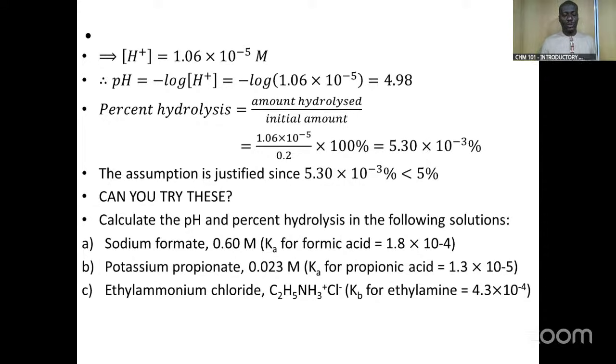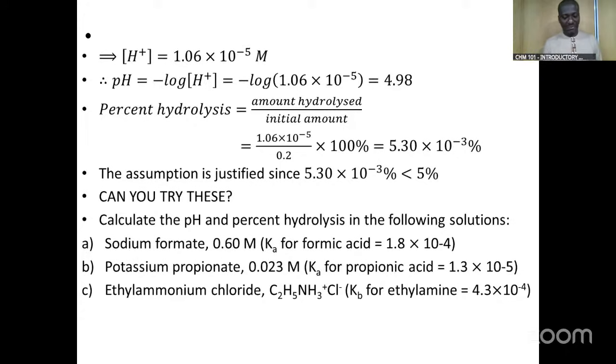Now, to be sure that you can, I have these practice questions here for you. Sodium formate. Sodium formate is formed from the combination of sodium hydroxide and formic acid. Formic acid is what we call methanoic acid, HCOOH. So you have the formate ion. You should be able to answer this just like we did for sodium acetate. The same thing goes for potassium propionate, which is formed from propionic acid and of course potassium hydroxide. You should be able to do that also with relative ease.